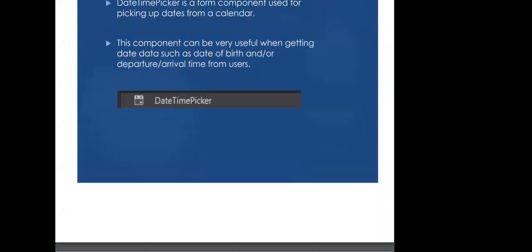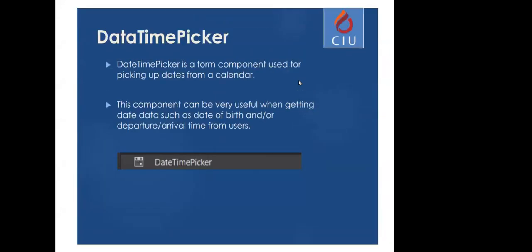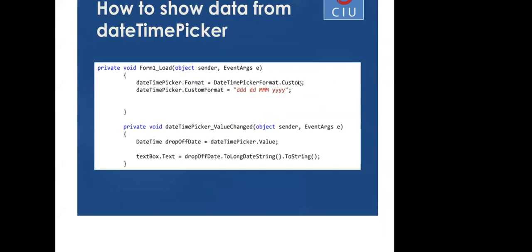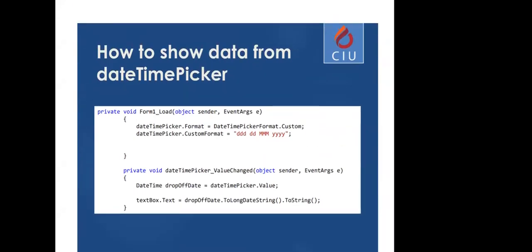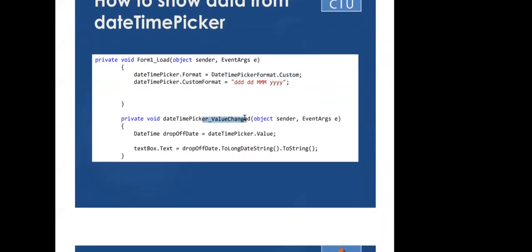Those kind of applications can use data grid view, date time picker, and using that you can basically generate a format to it. So you can allow a specific format for your date time picker, the custom formats that we use, and then the date time picker, when the value is changed, you can basically set it to a specific text box.